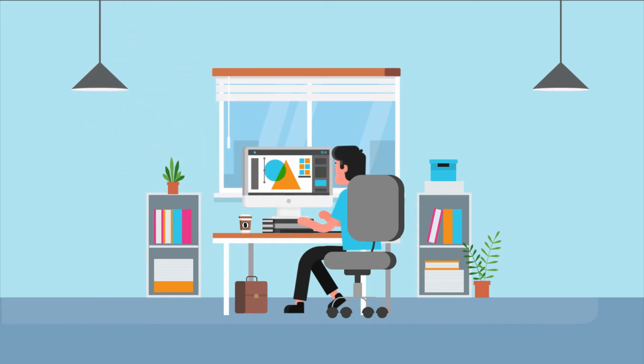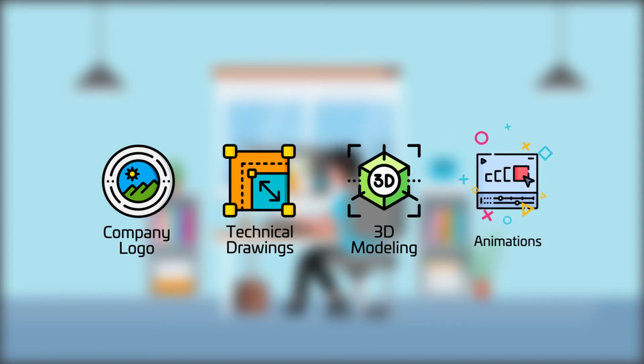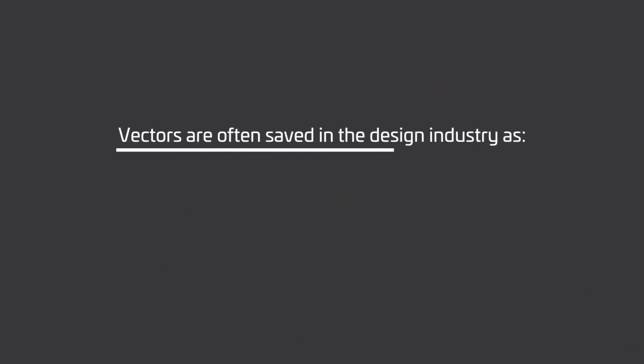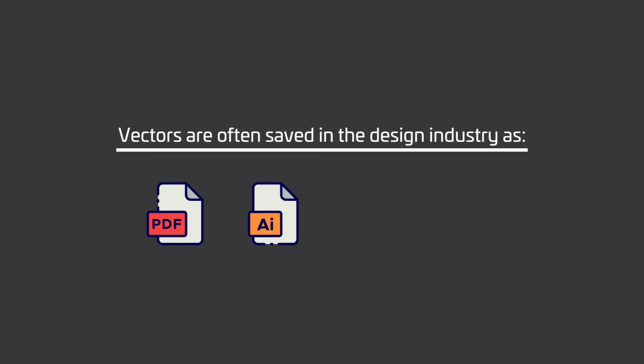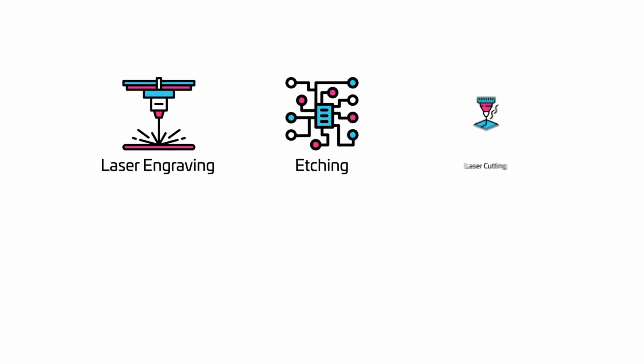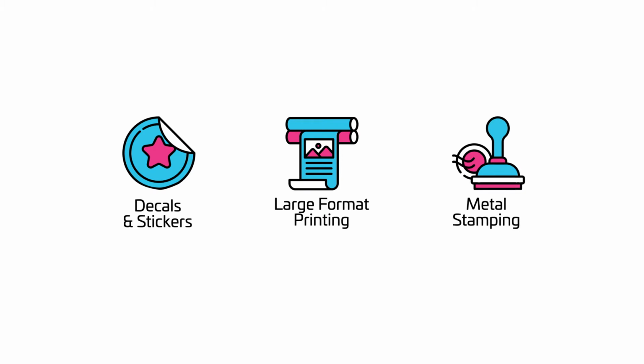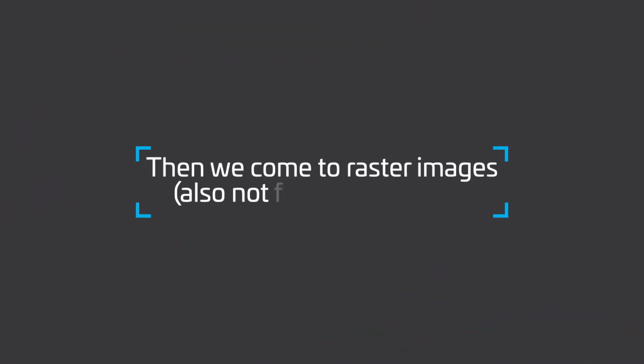You often see vectors being used for company logos and in technical drawings, CADs, engineering, 3D modeling, and animations. Vectors are often saved in the design industry as PDFs, AI, Adobe Illustrator, EPS, and SVG files. These types of files are best for laser engraving, etching, laser cutting, CNC routing, labels, decals and stickers, large format printing, and metal stamping.